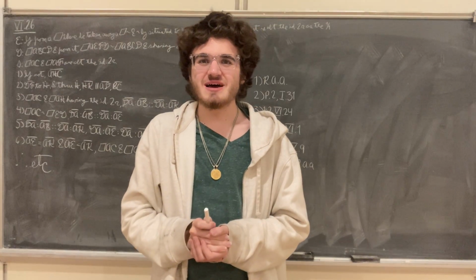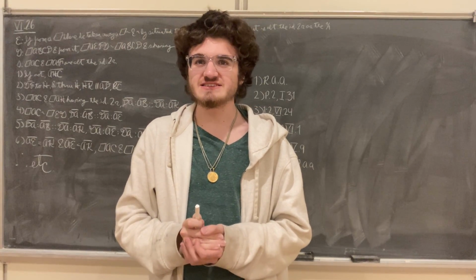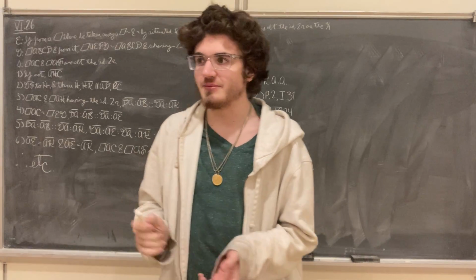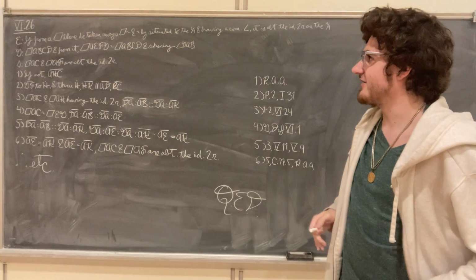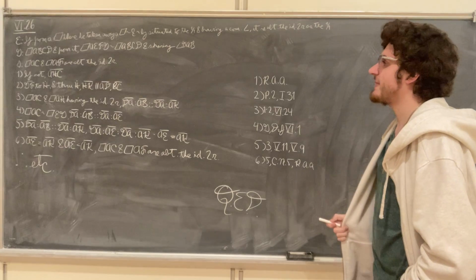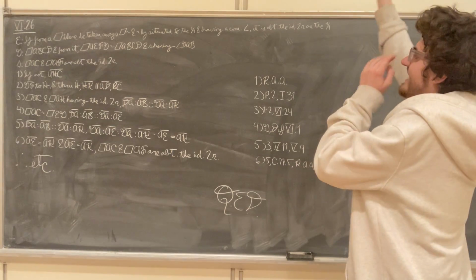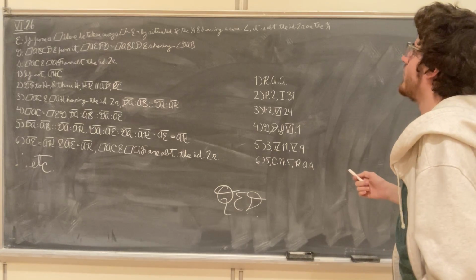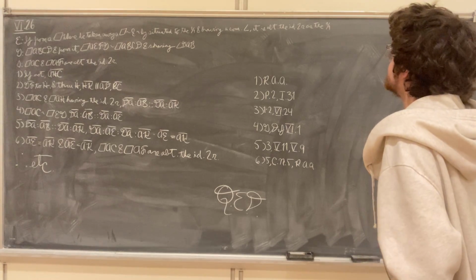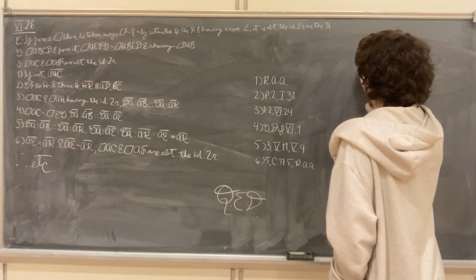Hello, this will be a demonstration of Proposition 26 from Book 6 of Euclid's Elements, which says that if from a parallelogram there be taken away a parallelogram which is similar and similarly situated to the whole, and having a common angle with the whole, it is also about the same diameter as the whole.